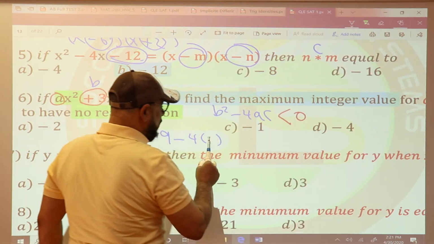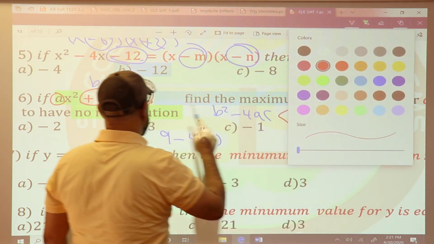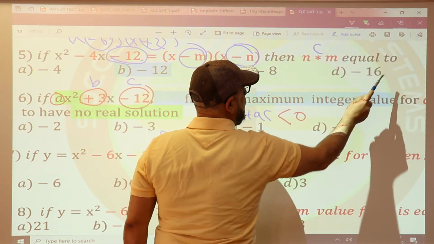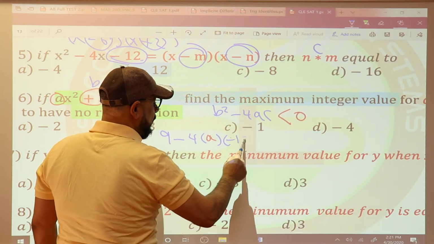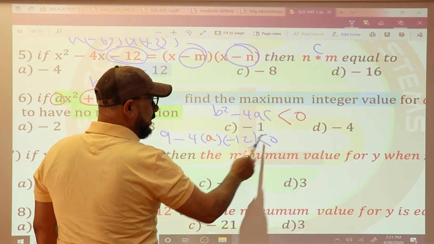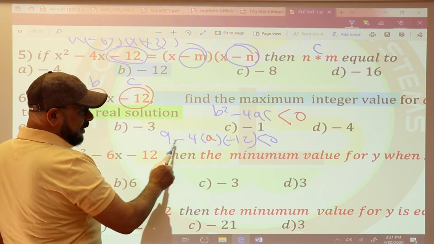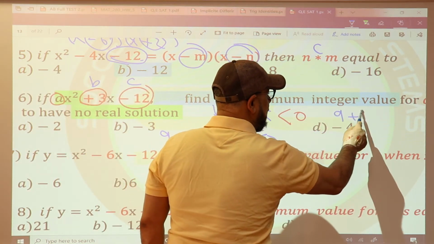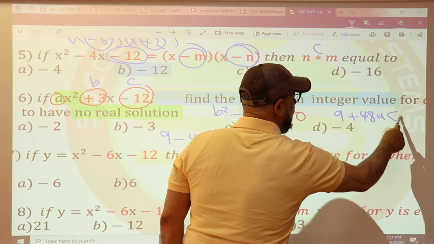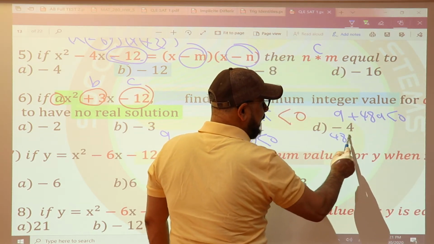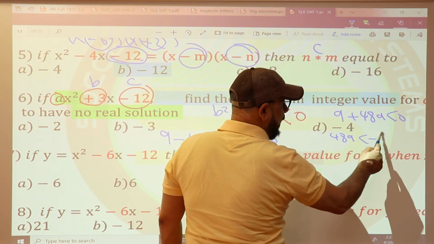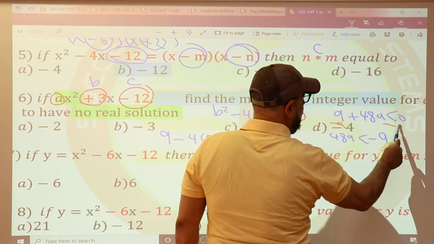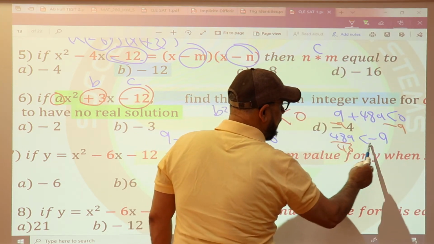You see, I'm coloring also so that you understand. And C is negative 12. Now, less than 0. Negative times negative is positive, so 9 plus 48A is less than 0. 48A is less than negative 9, because we subtract 9 from both sides. Divide by 48.